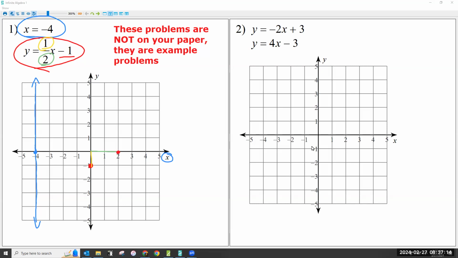And I could keep doing that over and over again. I could keep going up 1, over 2. I could do the opposite. So instead of going up and right, I can go down and left. Keeps me on that same line. Draw my line.